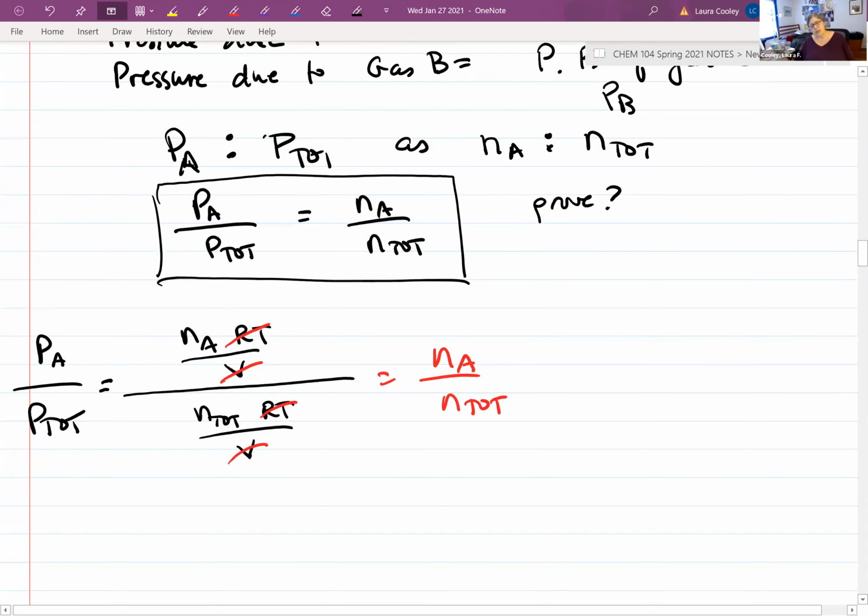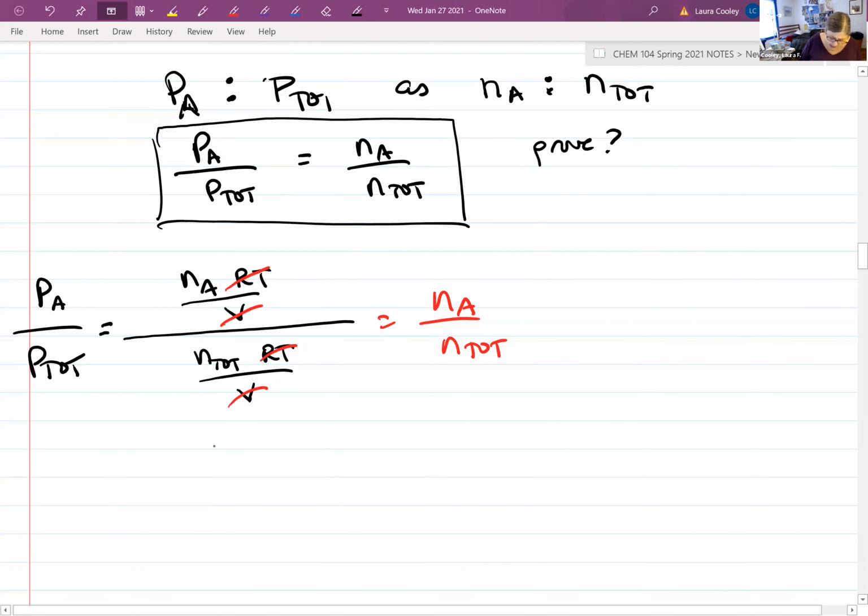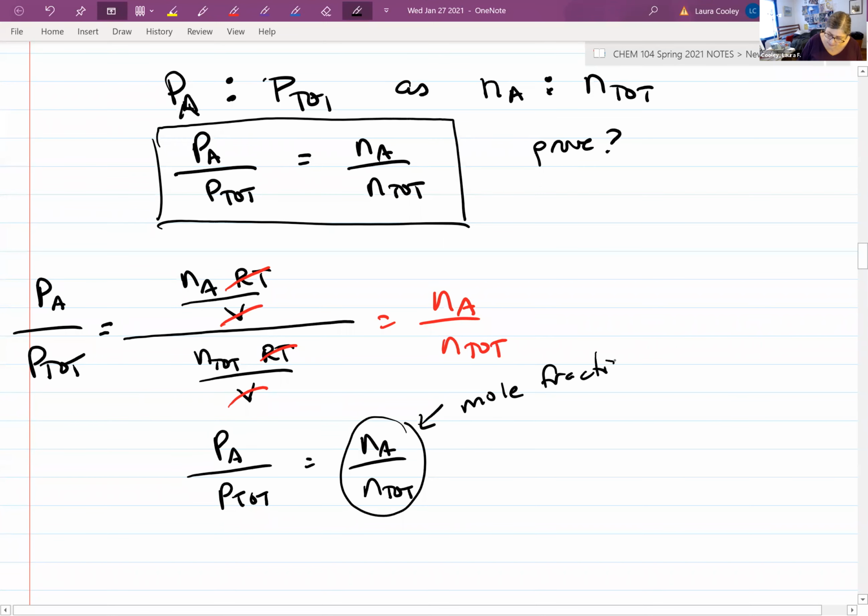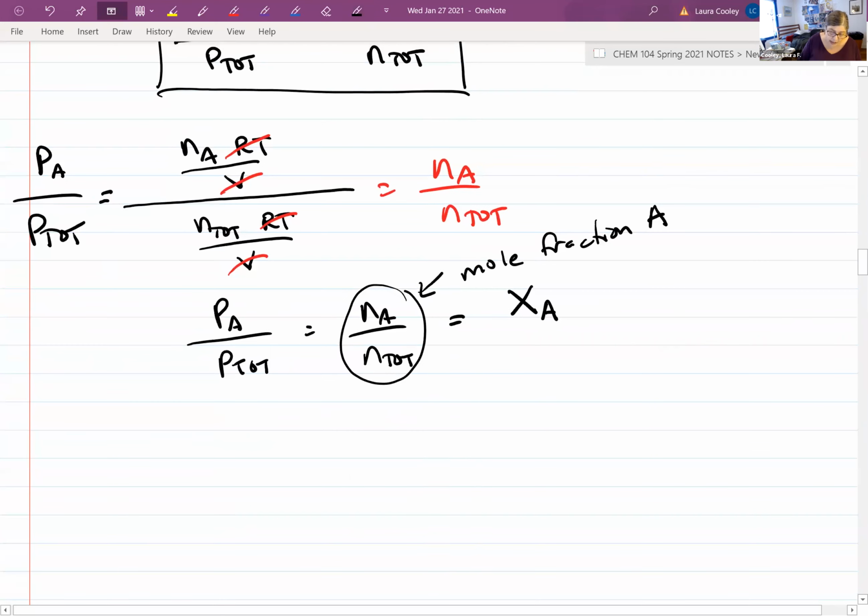So the portion of the pressure that's due to A with respect to the total pressure is the same as the portion of the moles that's A with respect to the total moles. And actually, PA over P total, which equals NA over N total, is what we call the mole fraction of A. It's the moles of A divided by the total moles, and we give it the symbol X. So now we have this relation that actually simplifies calculations sometimes, otherwise I wouldn't bother with it.